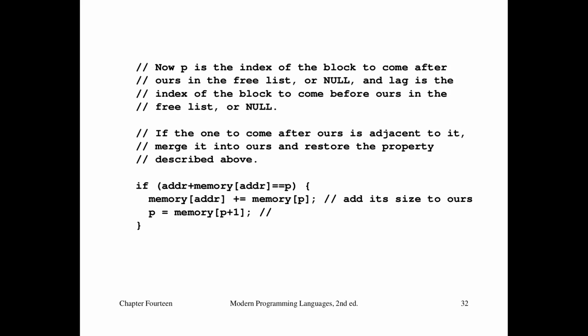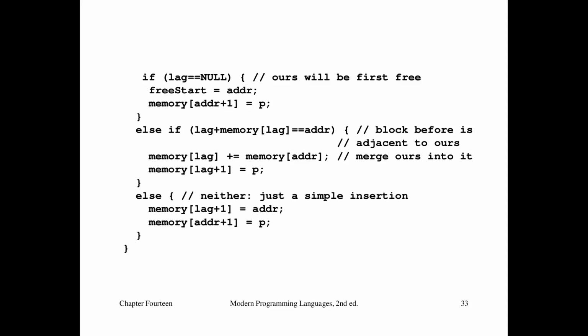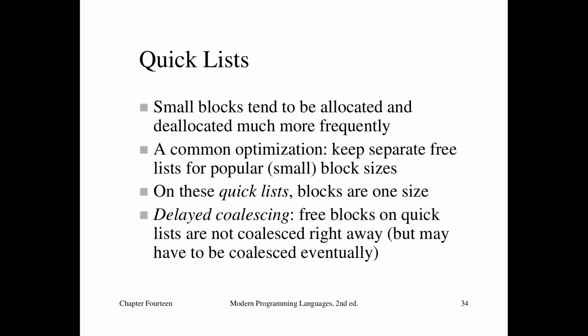Now P is the index of the block to come after ours in the free list, or null. And leg is the index of the block to come before ours in the free list, or null. If the one that comes after ours is adjacent to it, merge it with ours and restore the property described above. So basically, if we find two things that are next to each other, we just jam them together. I'm not going to go through all this.